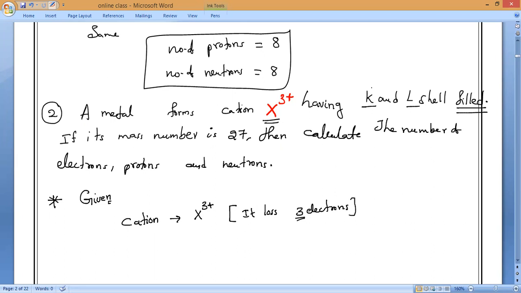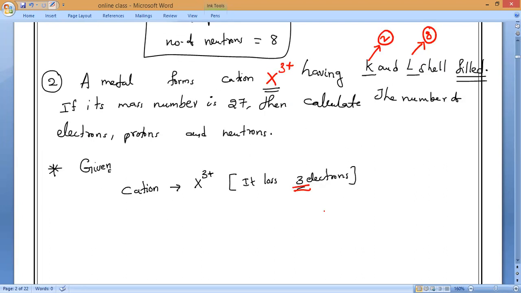K shell: how many electrons can we fill? 2. L shell is how many? 8 electrons. And it lost how many electrons? 3 electrons. So totally, what is the number of electrons in the atom? 13 electrons.